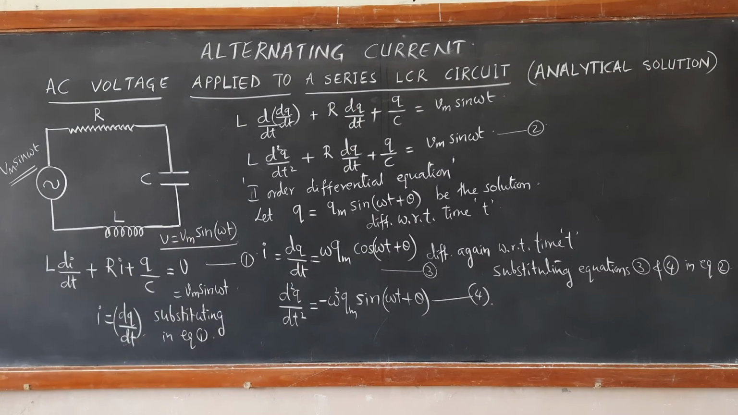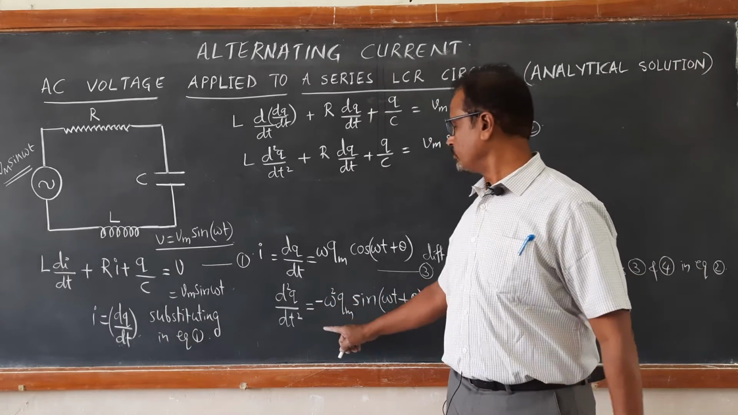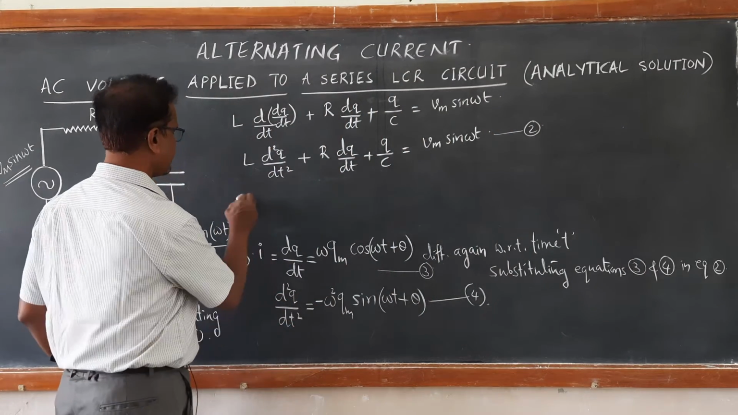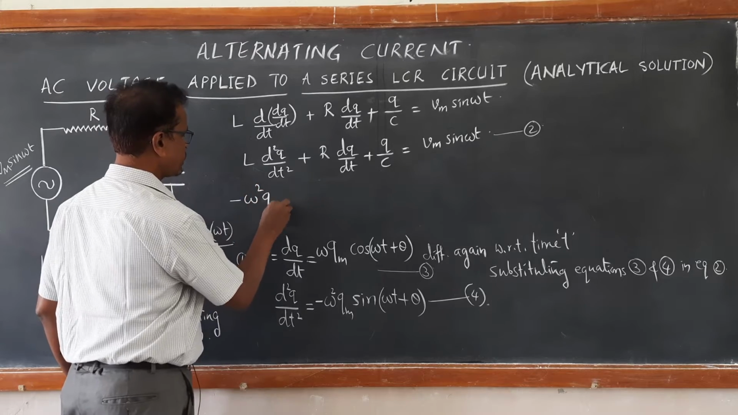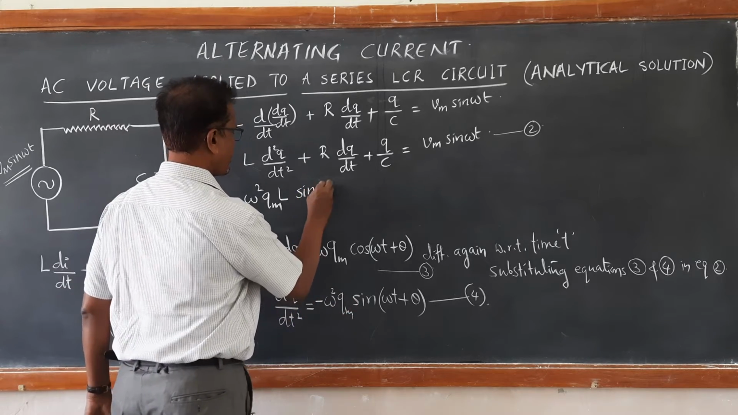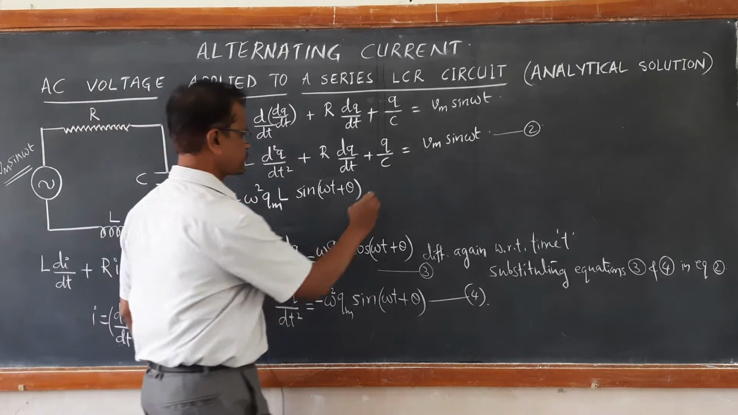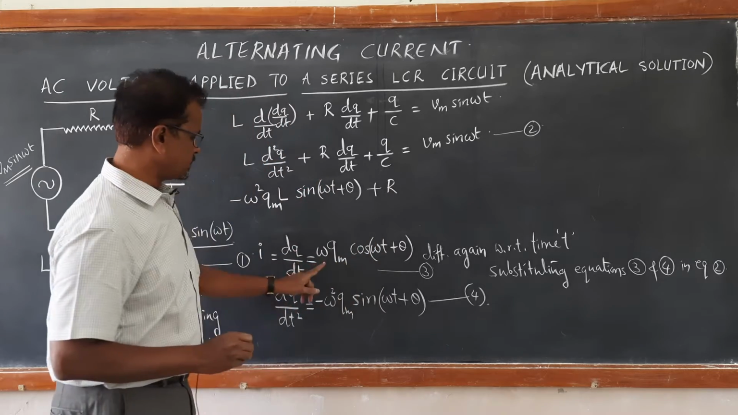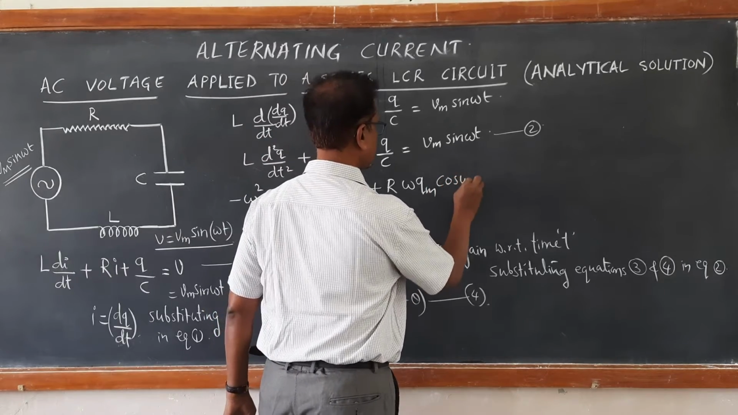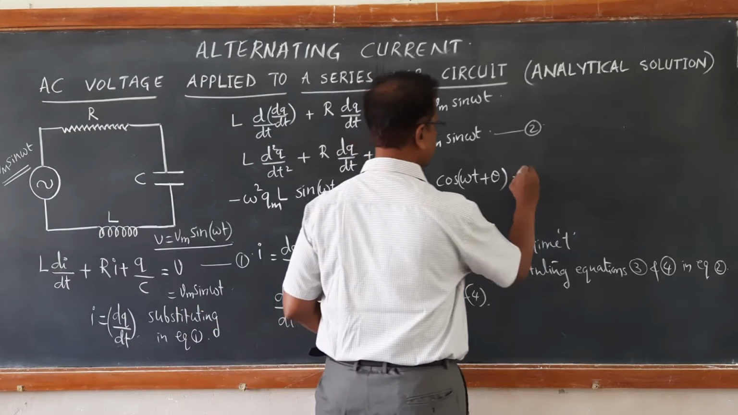Substituting 3 and 4 in equation number 2. So you can see now, substituting d square q by dt square, we get minus omega square qm L sin(omega t plus theta), plus R into dq by dt, which is omega qm cos(omega t plus theta), plus q by C.